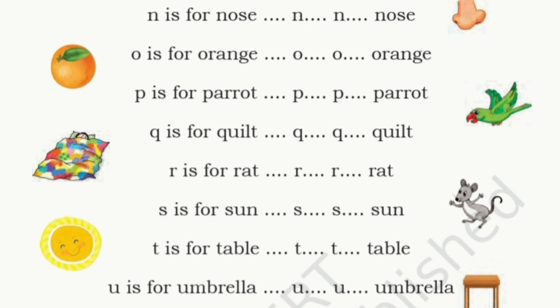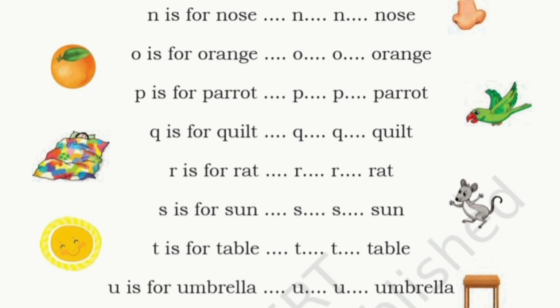N is for nose. N nose. O is for orange. O orange. P is for parrot. P parrot. Q is for quilt. Q quilt. R is for rat. R rat.